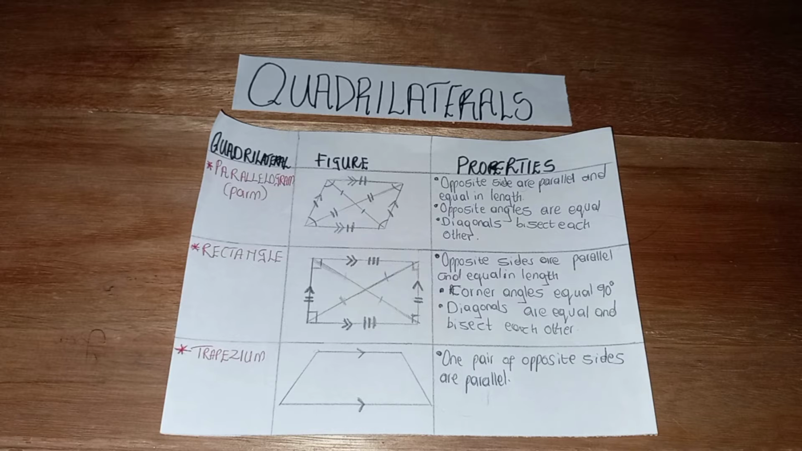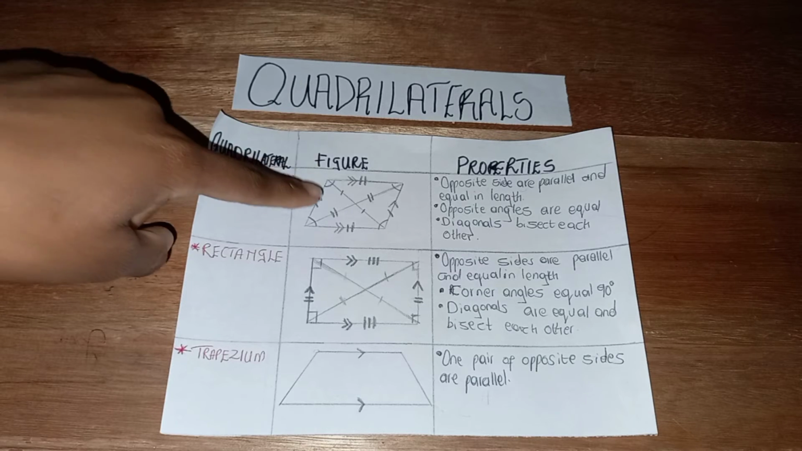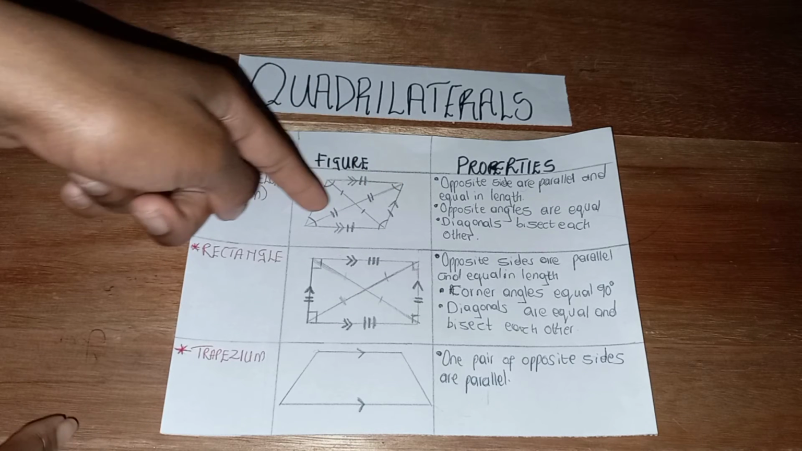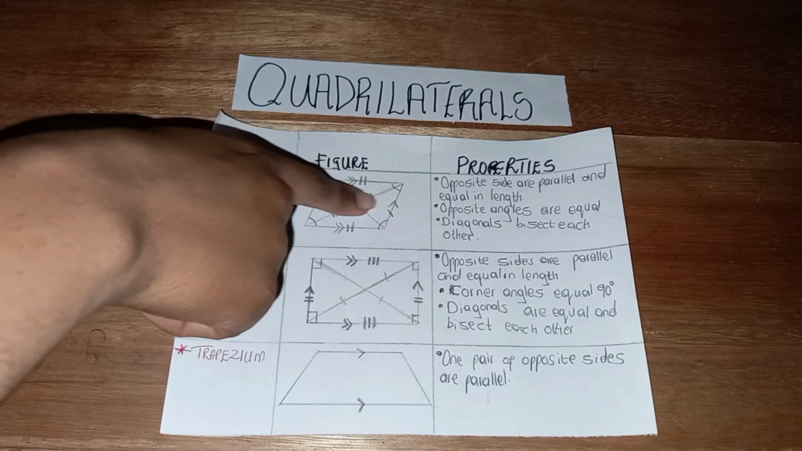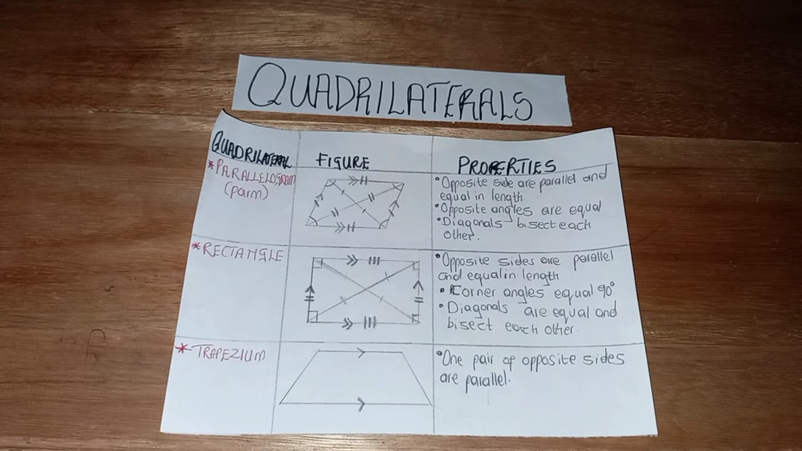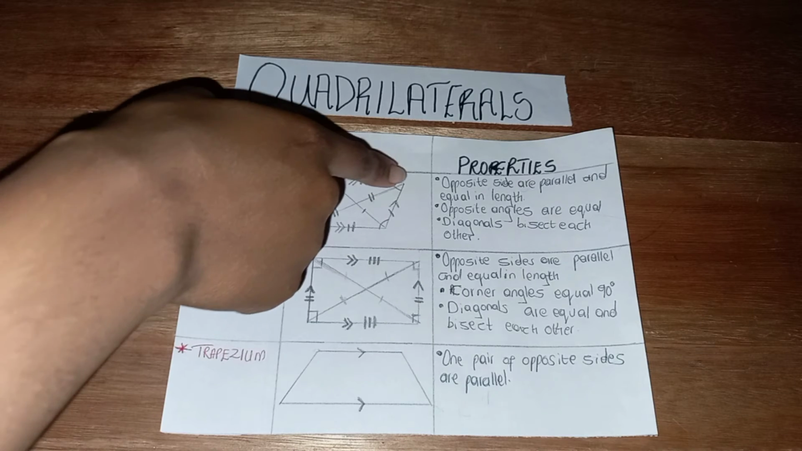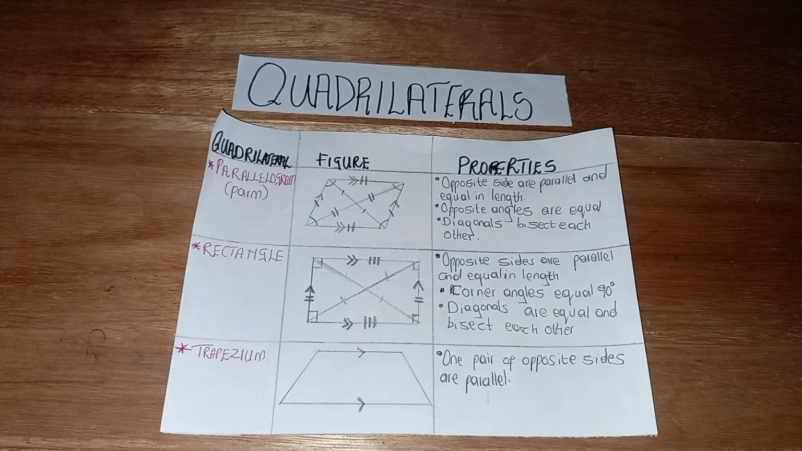Last but not least, the property is that diagonals bisect each other. Firstly, let's define the term bisect. Bisect means cut into half. The diagonals are these lines inside which run from corner to corner, and they cut each other into half. So if this diagonal is 10 centimeters, then when it is cut into half, one part will be 5 centimeters, and the other part will be 5 centimeters. Those are the 3 properties of a parallelogram.